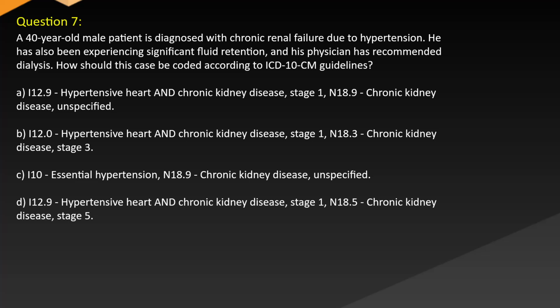A. I13.9, hypertensive heart and chronic kidney disease stage 1; N18.9, chronic kidney disease unspecified. B. I13.0, hypertensive heart and chronic kidney disease stage 1; N18.3, chronic kidney disease stage 3. C. I10, essential hypertension; N18.9, chronic kidney disease unspecified. D. I13.9, hypertensive heart and chronic kidney disease stage 1; N18.5, chronic kidney disease stage 5.